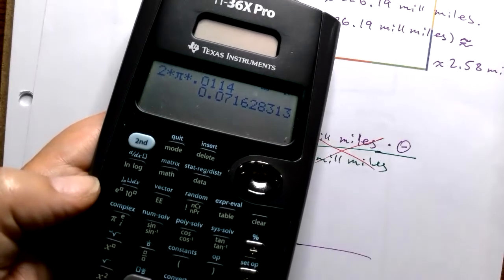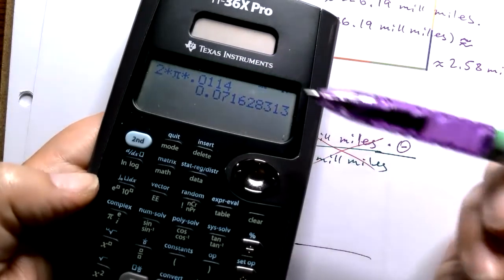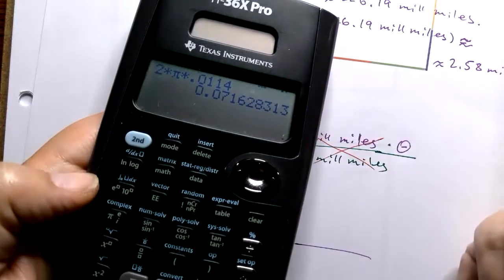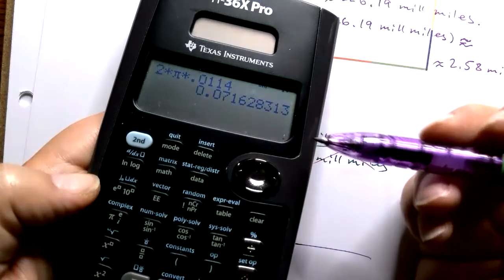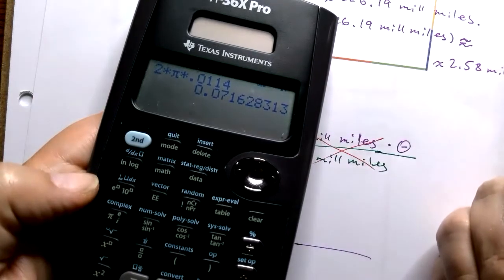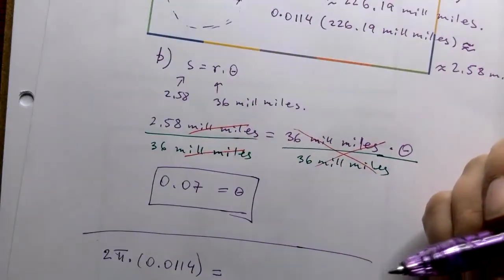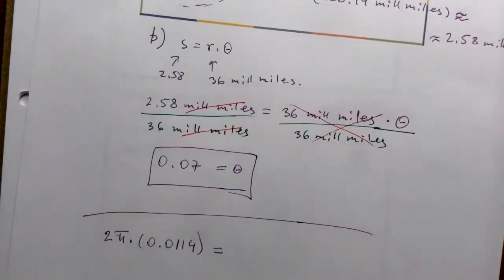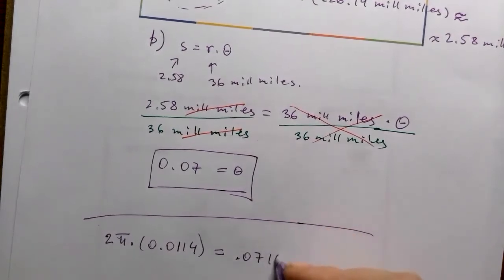Oops, silly me. We need to multiply. So 2 pi times 0.0014, we get the same value, 0.0716, what we had before. So I would actually approach it this way. And that just shows you that there are different ways to find what you need in math. So don't get discouraged.